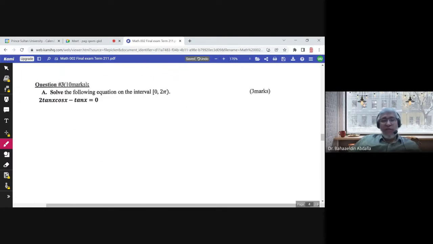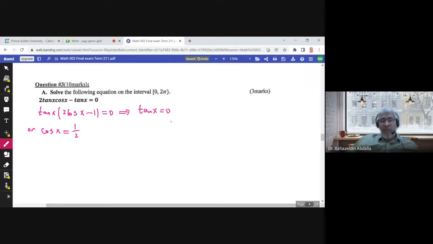Solve the following equations on the interval 0 to 2 pi. Well, I have tan x, tan x. This is a trigonometric equation, section 6.5. So let me take tan x as a common factor. So I have 2 cosine x minus 1 equals 0. So either tan x is 0, or 2 cosine x minus 1 is 0, 2 cosine x equals 1, or cosine x equals half.